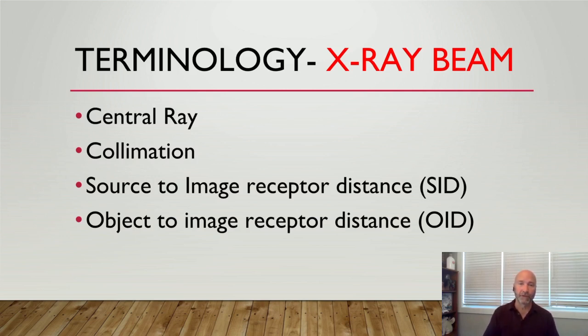If you were to shine a light on your hand that's elevated off of your desk or off of your book, and you were to elevate that, increase your object to image receptor distance, what you're going to see is an increase in magnification. So SID, source to image receptor distance, is from the X-ray tube to the image receptor, as opposed to OID, which is the distance from the anatomy to the image receptor. So what we want is an adequate SID, and we want as low of an OID as possible.